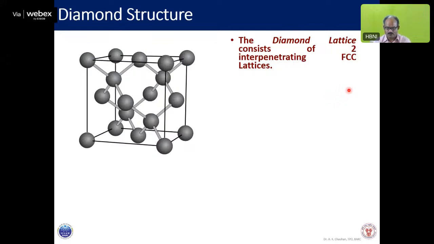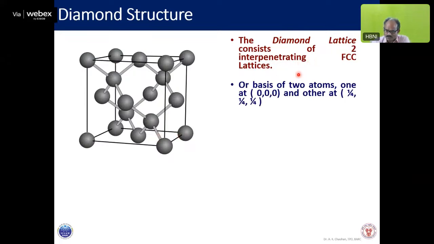Imagine one FCC lattice where you have atoms at the corners and at the faces, and then you bring another FCC structure of the same material and insert it forcefully inside the first lattice, such that the corner of the second lattice is exactly 1/4, 1/4, 1/4 distance from this point. So the diamond lattice consists of two interpenetrating FCC lattices.